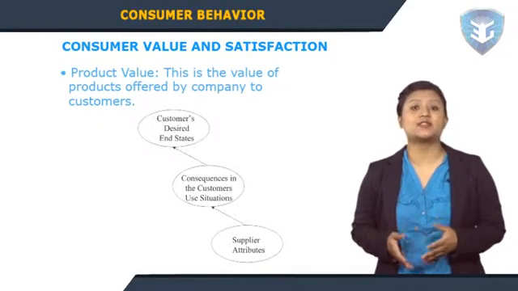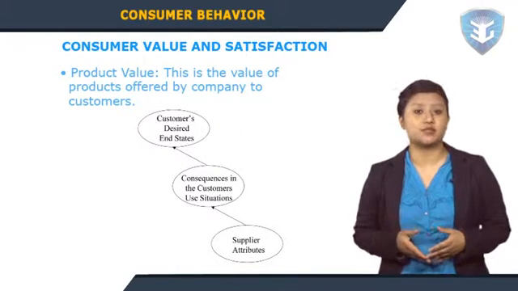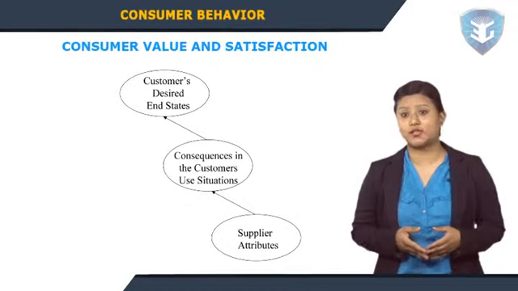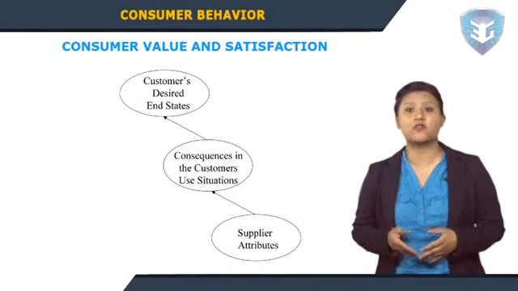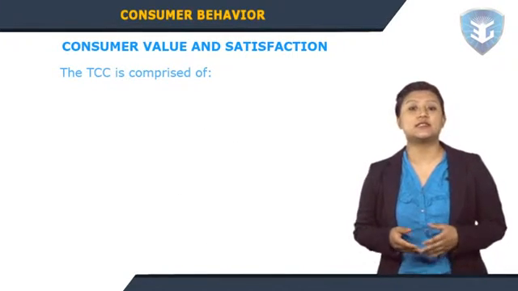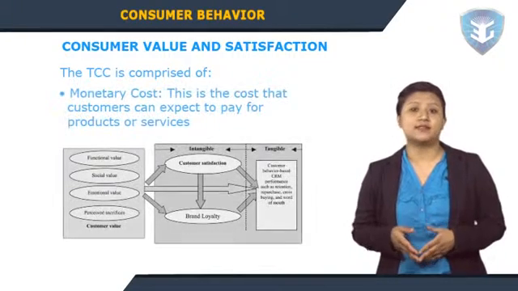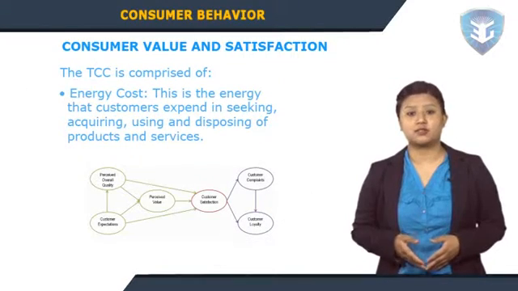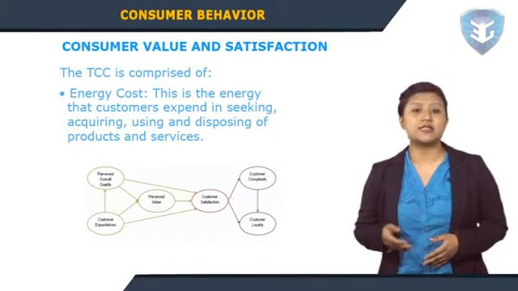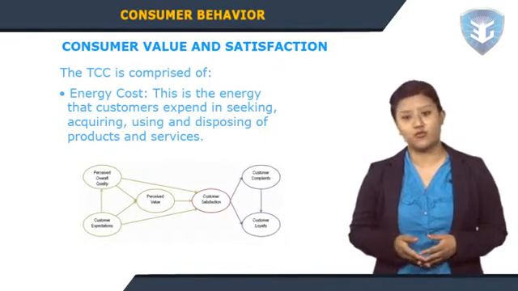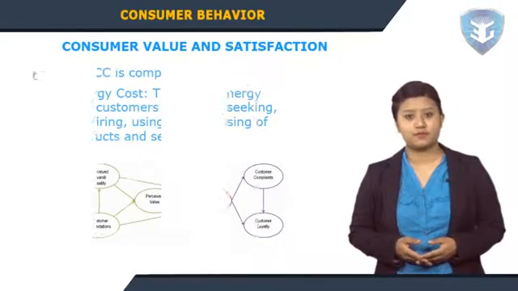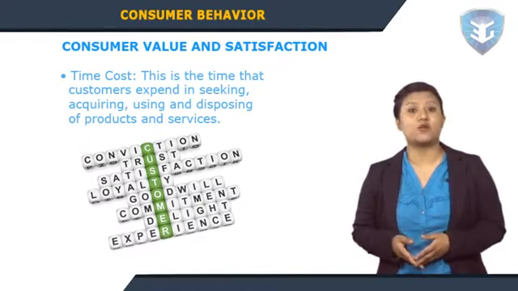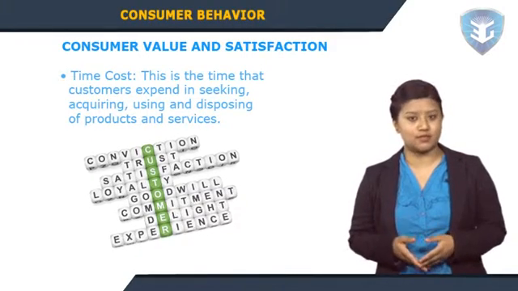Product value. This is the value of products offered by the company to customers. Total customer cost, or TCC, is the total cost that customers can expect to incur when seeking, using and disposing of products and services. The TCC is comprised of monetary cost. This is the cost that customers can expect to pay for products or services. The energy cost. This is the energy that customers expend in seeking, acquiring, using and disposing of products and services. Time cost. This is the time that the customers expend in seeking, acquiring, using and disposing of products and services.